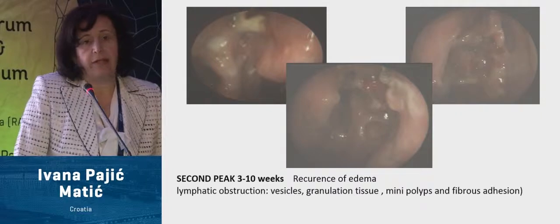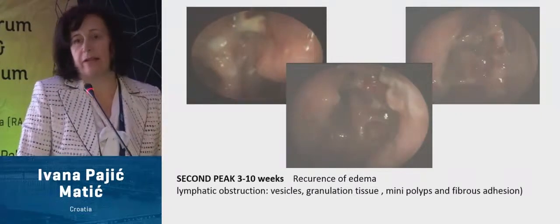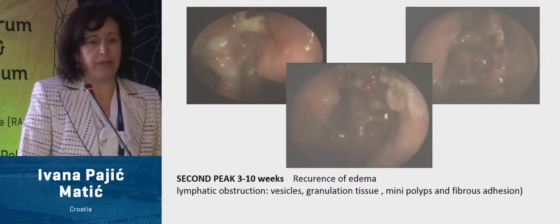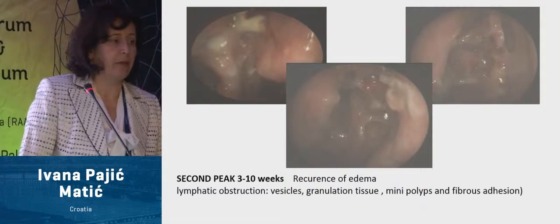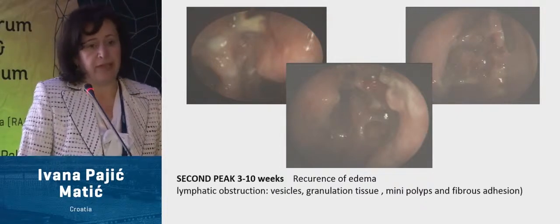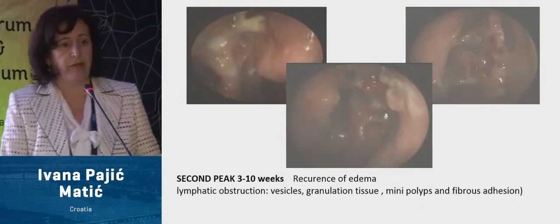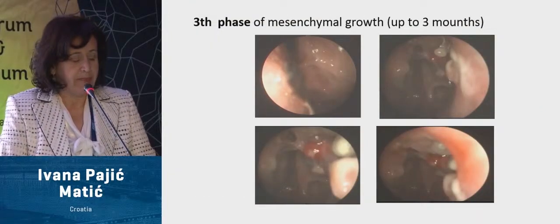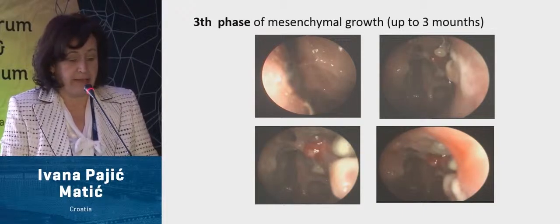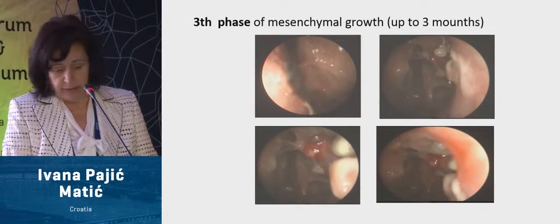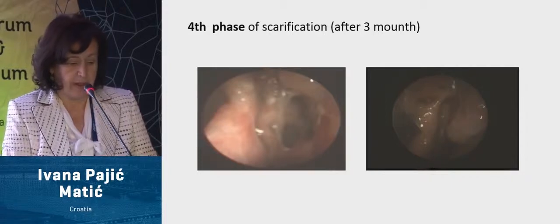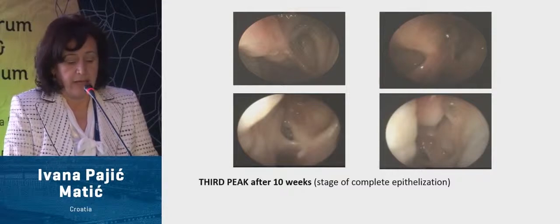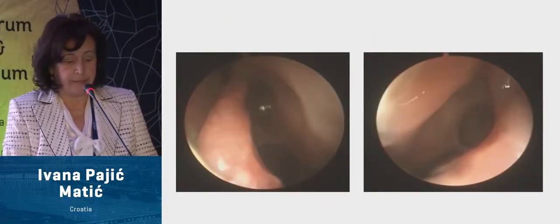This is the phase where the operator thinks, after operating on the nasal polyps, that something was done wrong, that the polyps come back or they didn't operate well. But that's not true. That's just the phase of healing, where the mucosa becomes edematous. The 3rd phase is the phase of mesenchymal growth, up to 3 months. You can see the pictures, and then the scarification, and in the end, the stage of clean epithelialization.